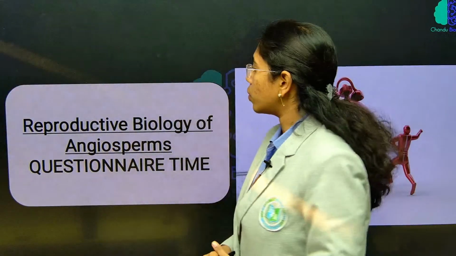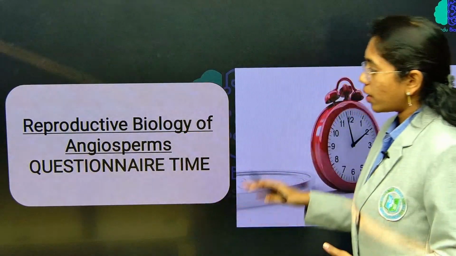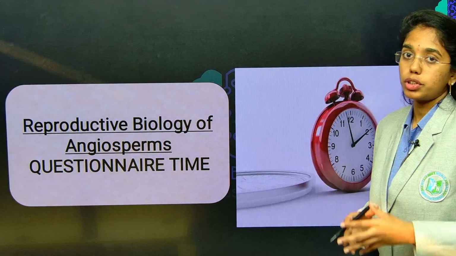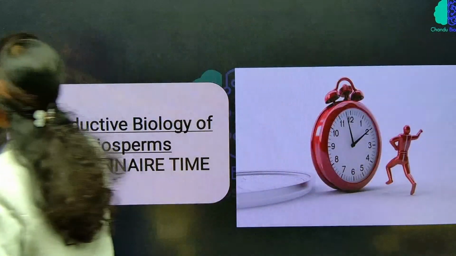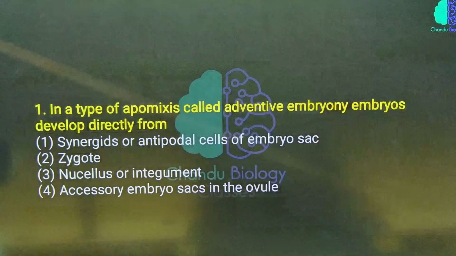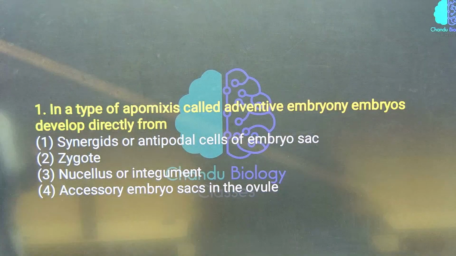So, here we are to discuss the questionnaire on reproductive biology of angiosperms. So, it is the questionnaire time. Let us get started with the first objective on the type of apomixis, the recent concept which is done.